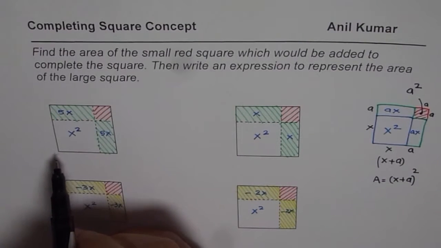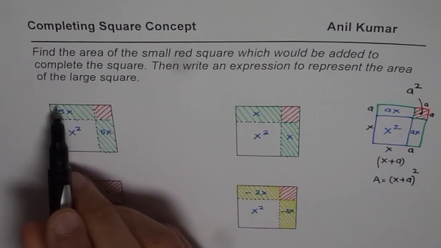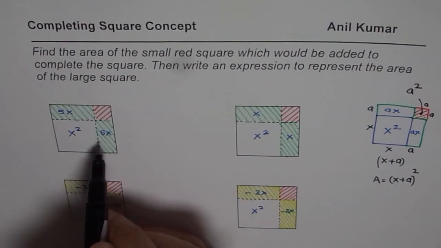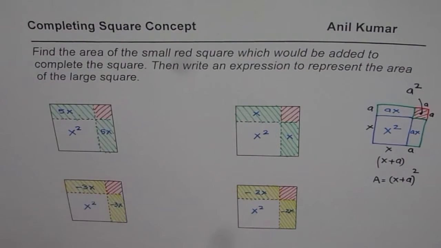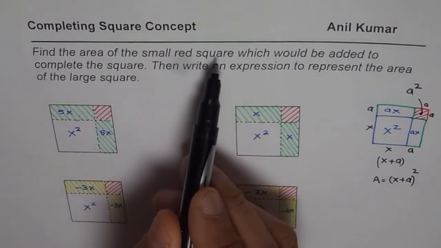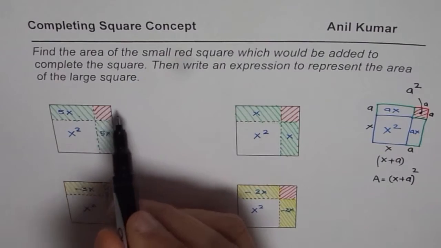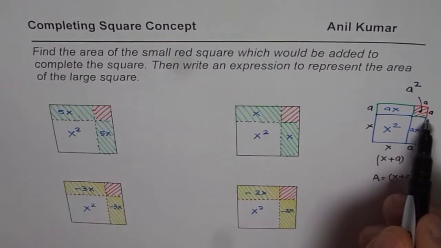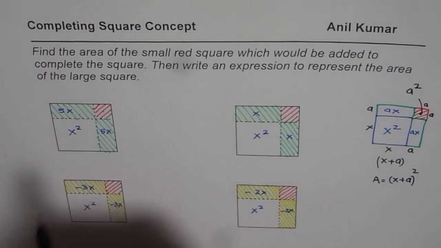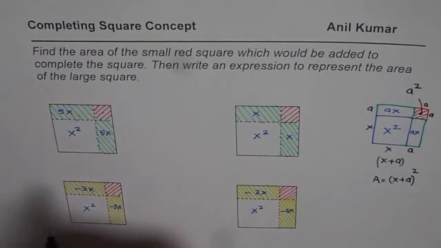So what we have here is a big square. I should say the big square is this one. Within that we have a small square, two rectangles, and a very small square. When we say find the area of small red square which would be added, means that we have a situation where it is not there, right? What is the area of this square? This is what we need to find.